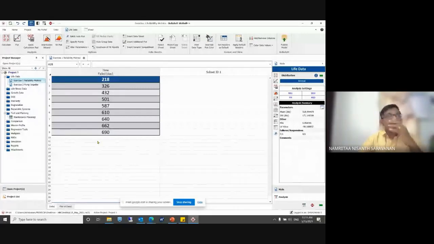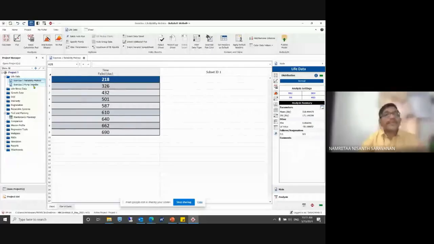I said that you can change your engine oil every 1,000 hours. You can change your engine oil every 3,000 hours. But what is the optimum time to do a preventive maintenance? See here, I have analyzed a pump impeller. In that case, the time to failure information.